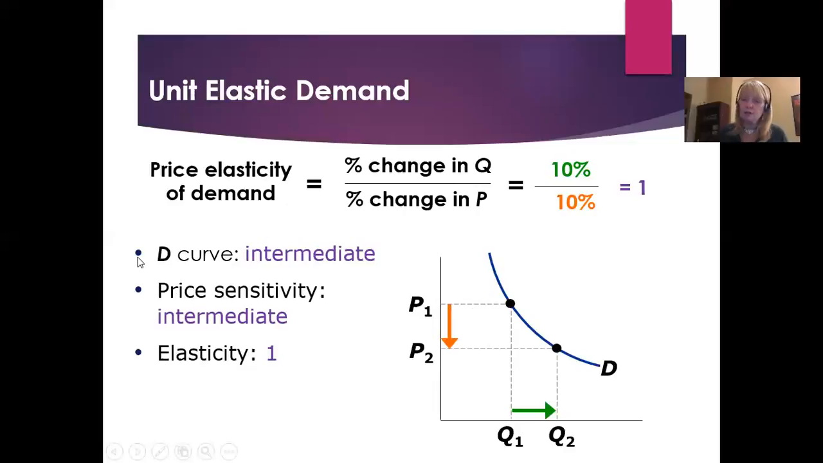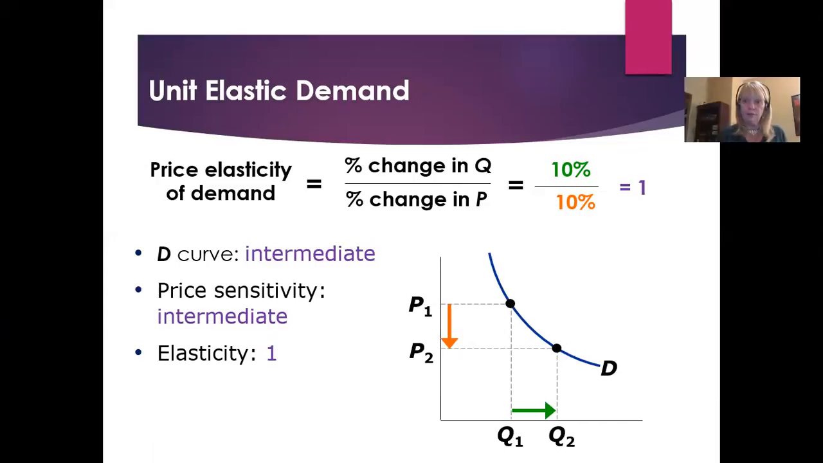And the same goes for the price sensitivity. People won't keep buying forever if you drive the price up, but you're not going to lose great amounts of your quantity either. It's just an intermediate level of sensitivity. And elasticity is equal to 1.